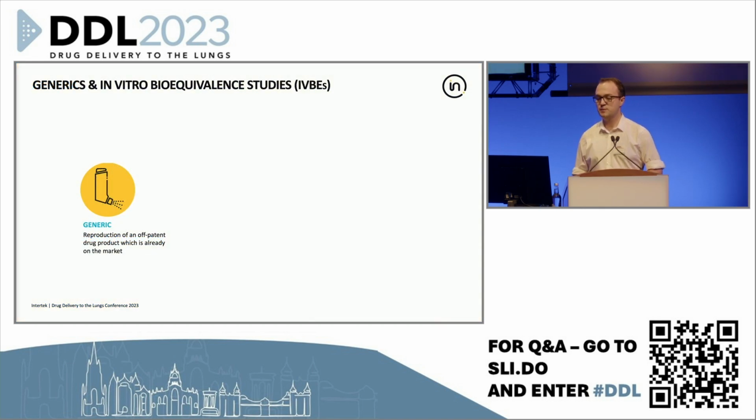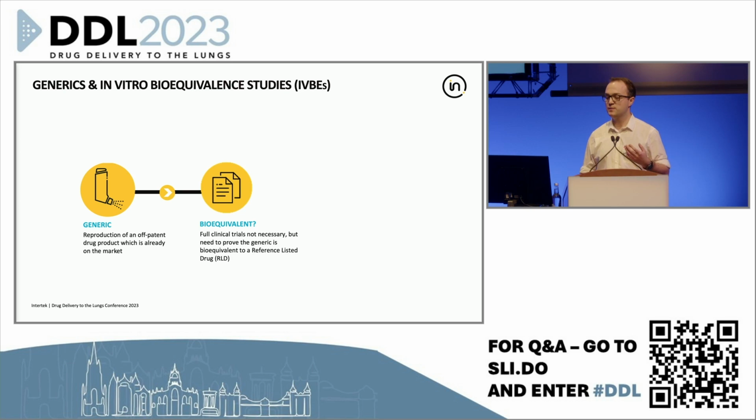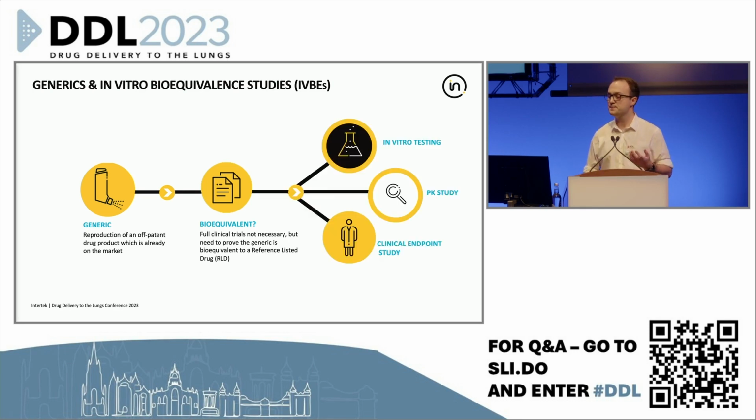So firstly, for a bit of context, a generic drug is a reproduction of an off-patent drug which is already on the market. And so a generics manufacturer doesn't need to put their product through full clinical trials. They do, however, have to prove that their product is bioequivalent to a reference-listed drug, the one that is already on the market. So conventionally, a bioequivalence study is made up of some in vitro lab-based testing, a PK study, and a clinical endpoint study.